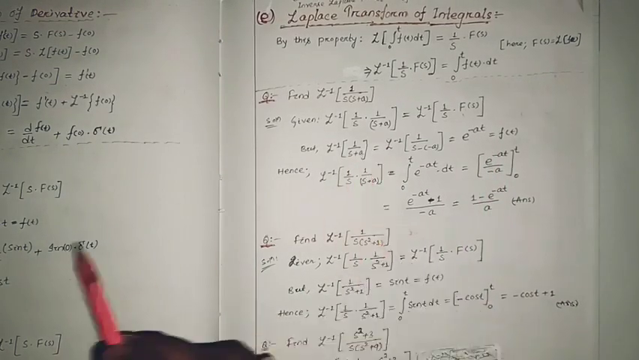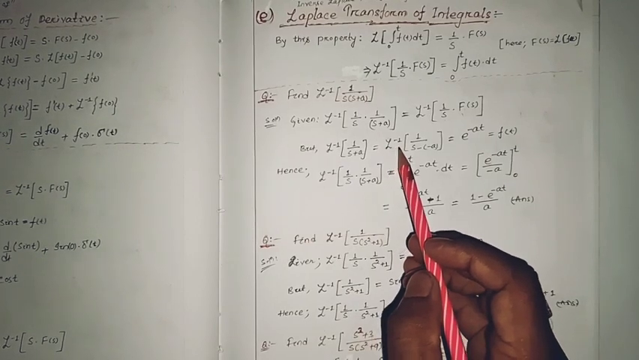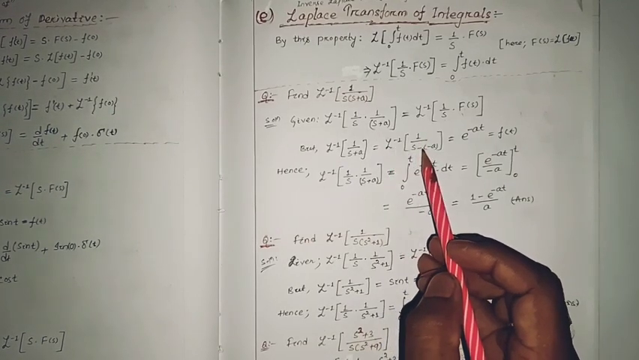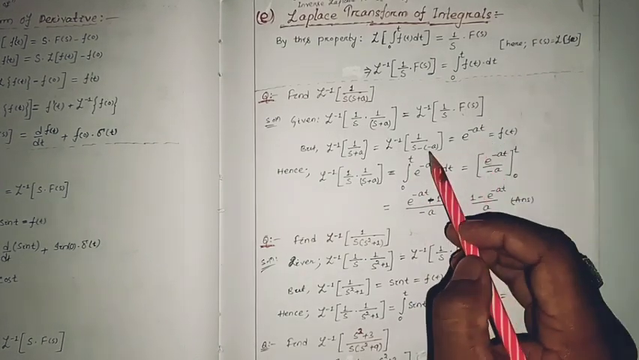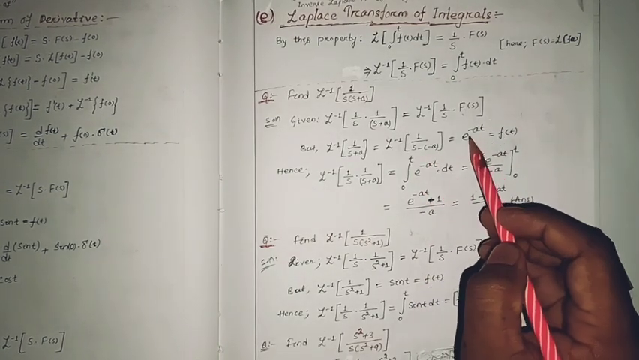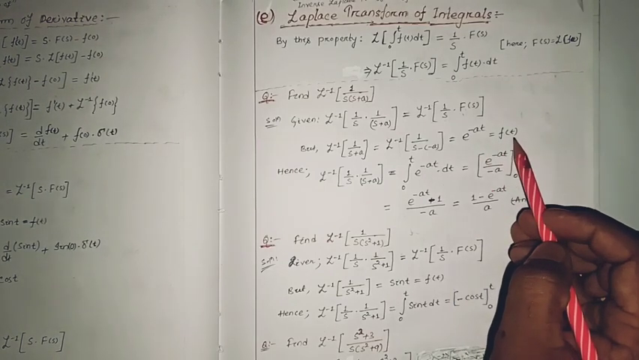We know that, just now we discussed, the inverse Laplace transform of 1 by s minus a will be equal to e to the power at, and here a is nothing but minus a. So e to the minus at, which is your f of t. Okay.